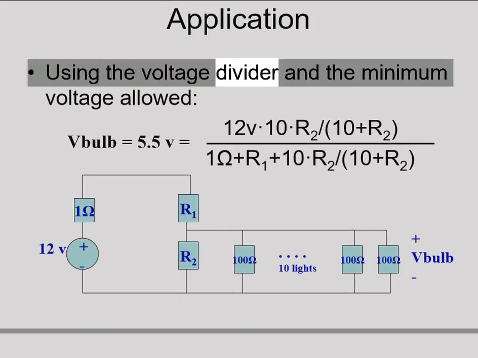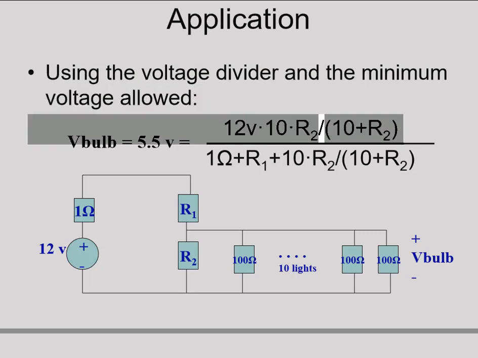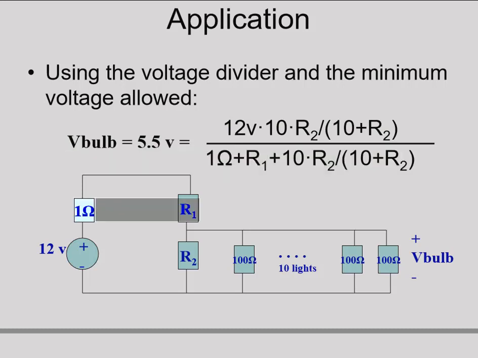Application. Using the voltage divider and the minimum voltage allowed, V bulb equals 12 V times 10 R2 over 10 plus R2, divided by 1 Ω plus R1 plus 10 R2 over 10 plus R2, which equals 5.5 V.